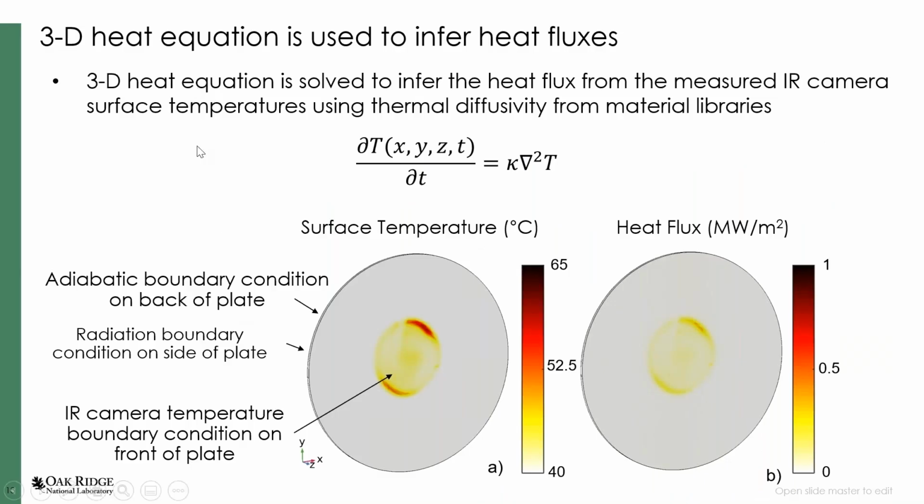So here we use COMSOL's heat transfer model to solve for the 3D heat equation. This is what is shown here. We mostly use material libraries to understand how the different material properties change with temperature. On the bottom left, I show you what the surface temperature input looks like for an example case. The key boundary condition is that the IR camera temperature is used as a boundary condition on the front plate. So this is quite a bit simpler model than the ones I showed you in the first topic. And on the right, you can see an example of what the heat flux looks like.